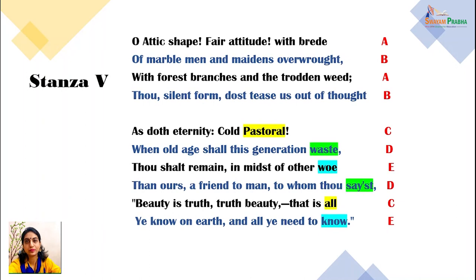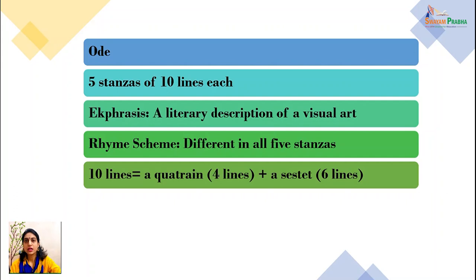Keats experimented with the classical odes of Pindar, and thus the structure of this ode is not the same as the Pindaric ode. Odes originated in Greece, so probably this is the reason Keats found this form to be the most appropriate form for this poem.